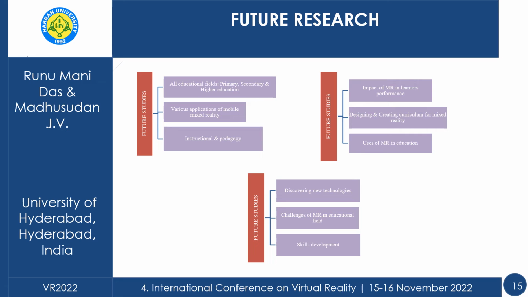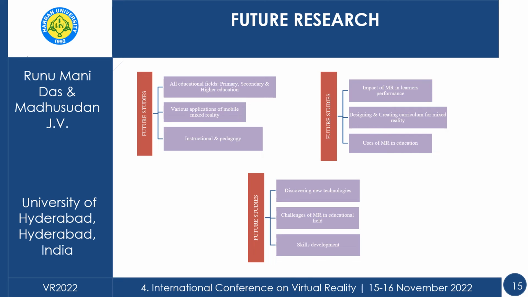Now let's talk about future research. So future research of mixed reality in education should be based on these 3 criteria, with all the studies or literature that the researcher has reviewed. With that, the future research has been found out, and we can say that all education fields need to be studied properly.